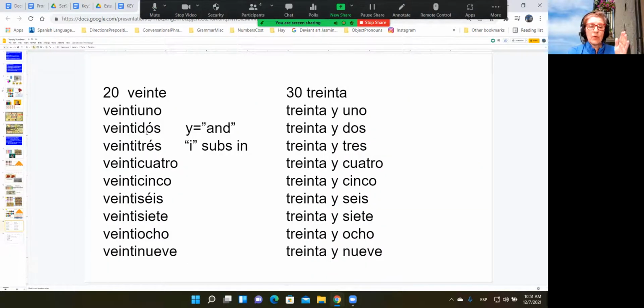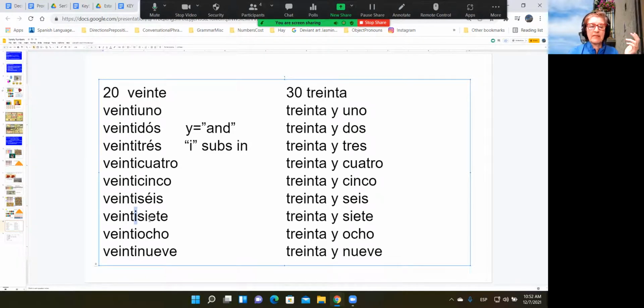So once we get into the 20s and the 30s, right? 21, 22, 23 operates like the 16, 17, 18 numbers. It's 20 and 1, 20 and 2, but they shove it all together, okay? 21, 22, 23, 24, 25, 26, 27, 28, 29.